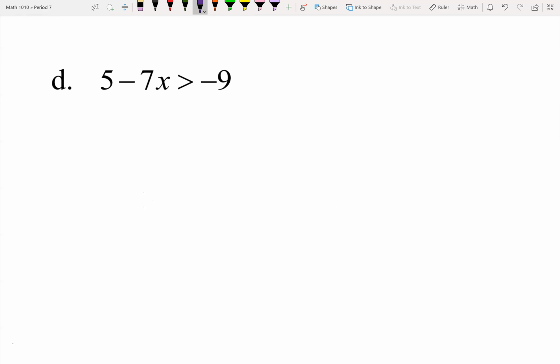Just keep following the same steps. Okay? Tell me what you do first. Stay right here with me. What do we do first? Move the 5. Get rid of the 5, right?